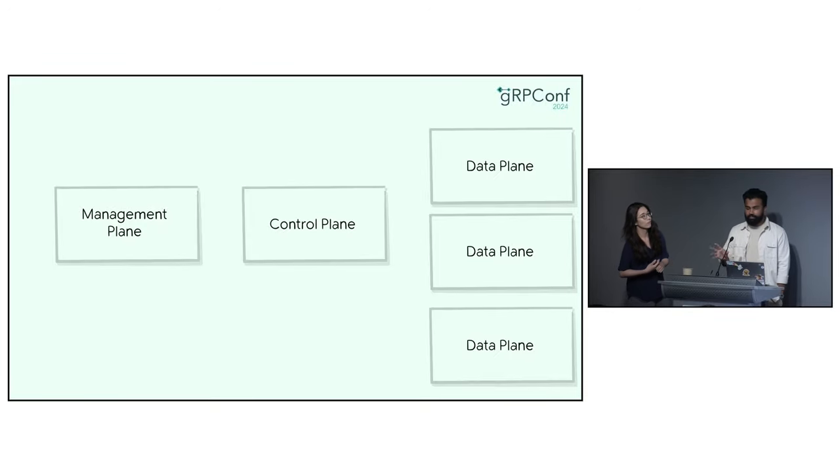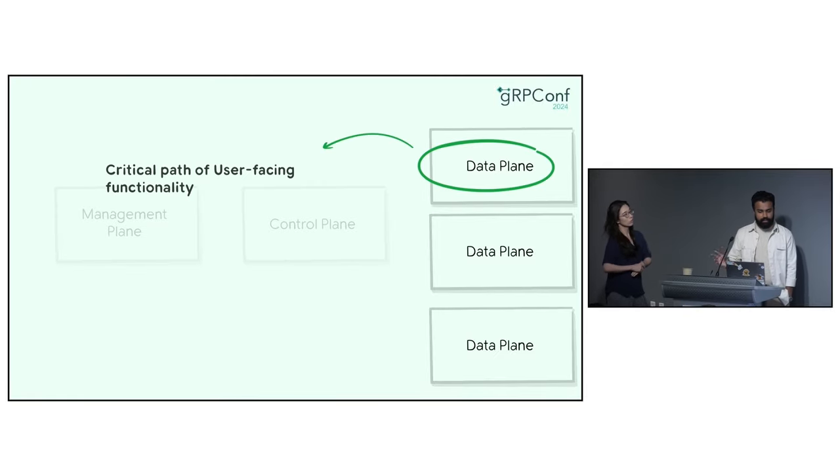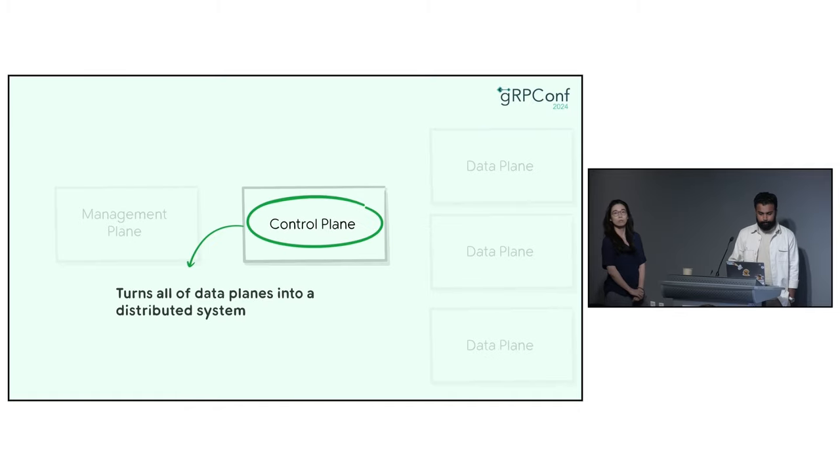Now let's define the different planes of service mesh. We have the management plane, the control plane, and the data plane. Let's define them individually. The data plane is the critical path of user-facing functionality, and therefore has to have higher availability requirements than management planes, is more performance sensitive than management planes, and requires higher throughput.